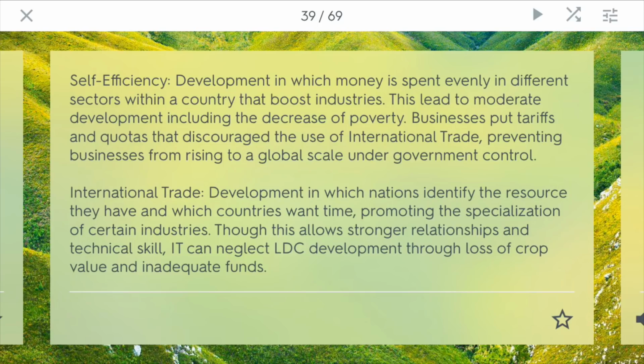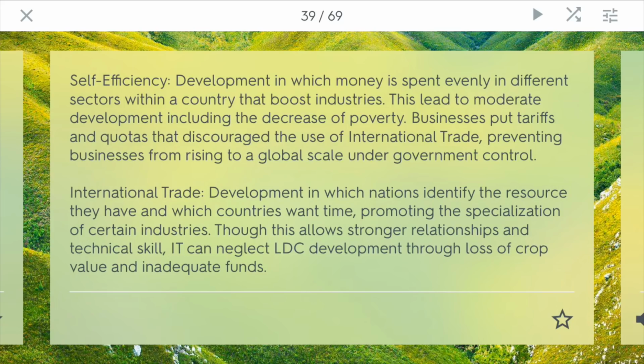On the counter is international trade. This is development in which nations identify the resources they have, and which countries want, and it produces and promotes the specialization of certain industries. It helps countries form stronger relationships and technical skill. For example, a country can use IT to boost itself. Many LDCs, such as India, use IT to offset their losses through crop value and inadequate funding in other areas of their economy.